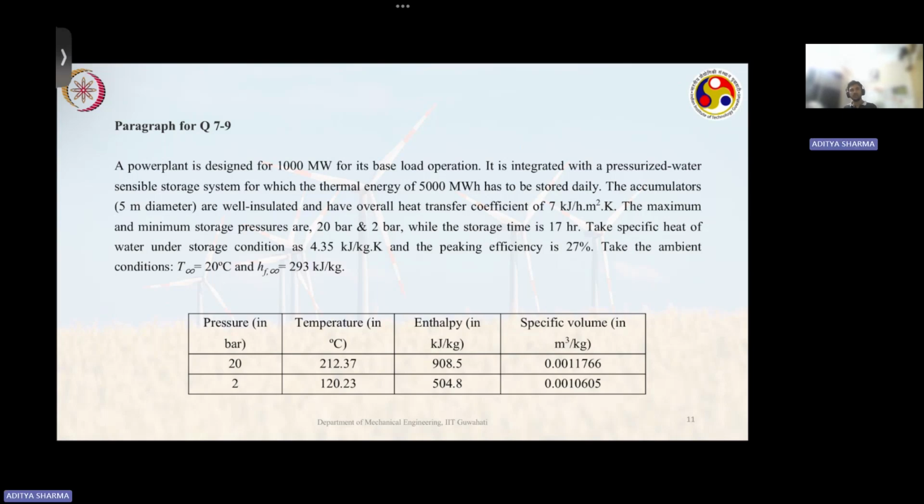Question number 7 to 9. A power plant is designed for 1000 megawatt for its base load operation. It is integrated with a pressurized water sensible storage system for which the thermal energy of 5000 megawatt hour has to be stored daily.